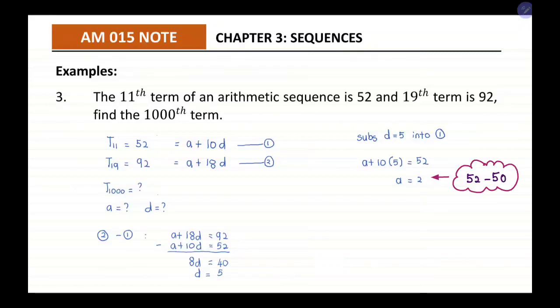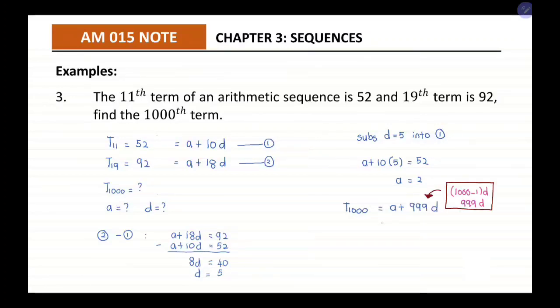Okay, now we want to find T1000. T1000 is a plus 999d. So our a is 2 and our d is 5. Then we calculate. So we get the answer 4,997.